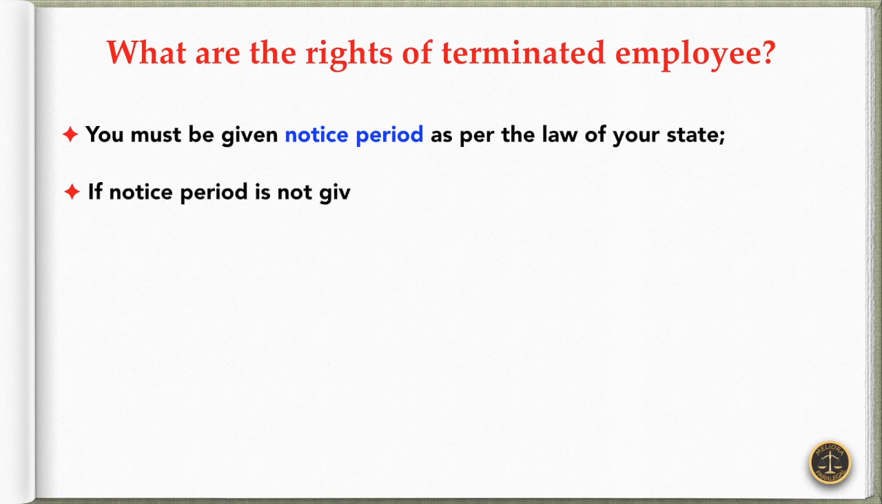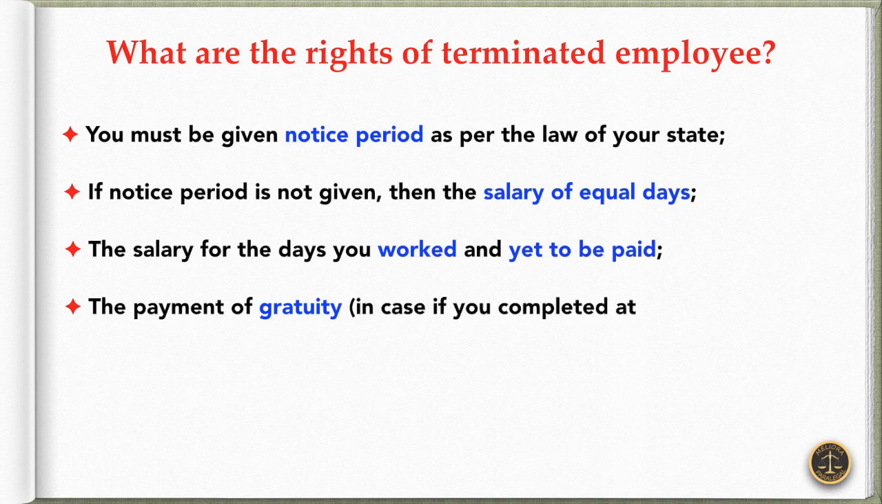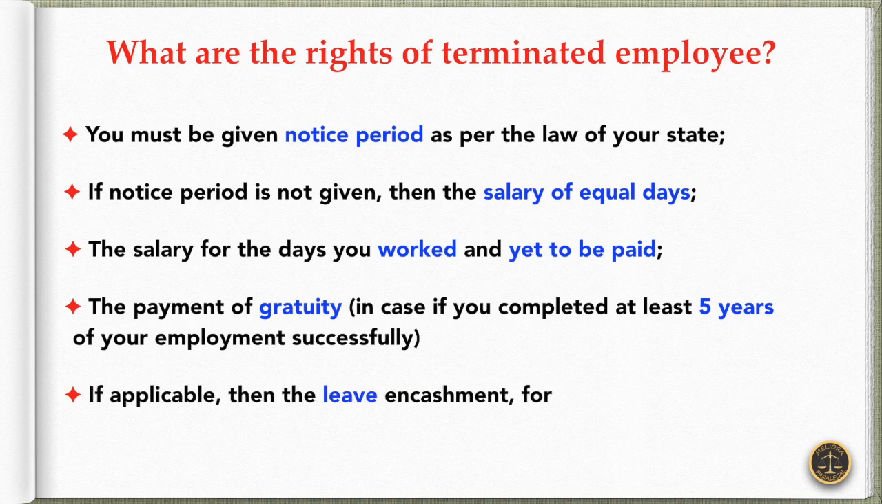If notice period is not given, then the salary of equal days. The salary of the days you worked and yet to be paid. The payment of gratuity, if you have completed at least 5 years of your employment successfully. However, it is applicable only for those employers who have 10 or more employees. So, if your employer has less than 10 employees, in such a case, payment of gratuity is not applicable. If applicable, then the leave encashment for the leaves accrued.